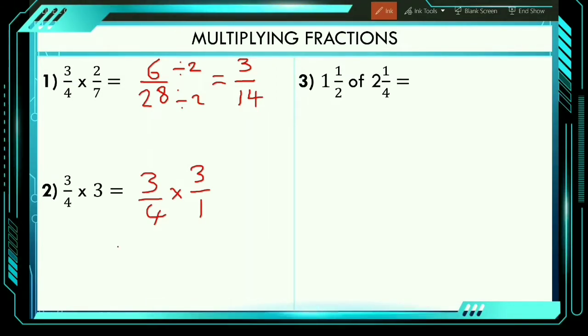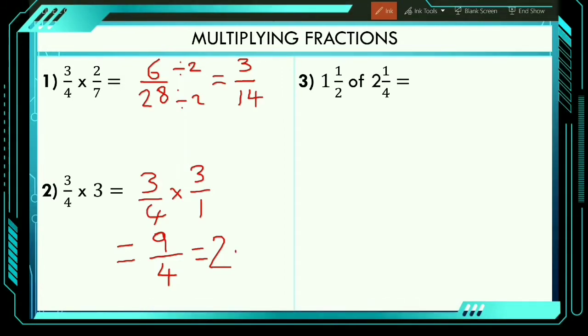So the answer to this question, 3 times 3 is 9, 4 times 1 is 4, and then we need to further simplify the answer. So how many 4s go into 9? There are 2 4s in 9, because 2 4s are 8, and what's left over? 1, and the denominator stays the same. Excellent.